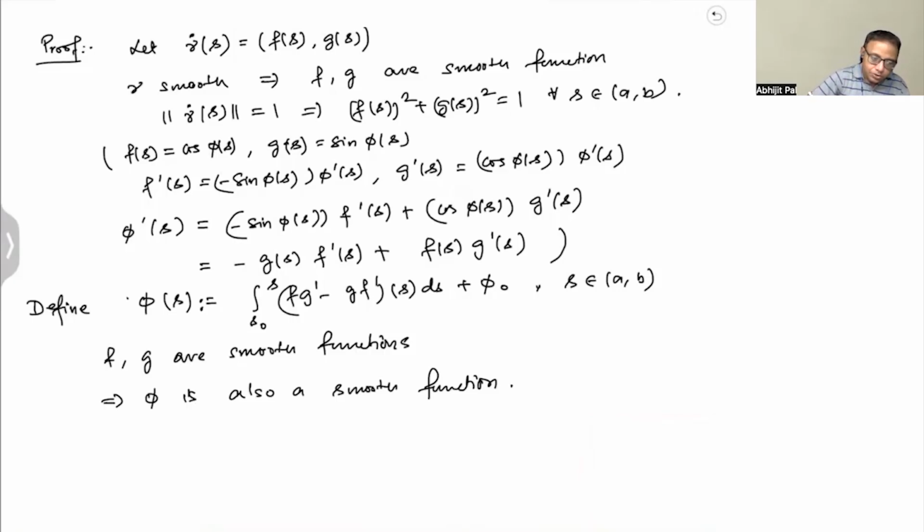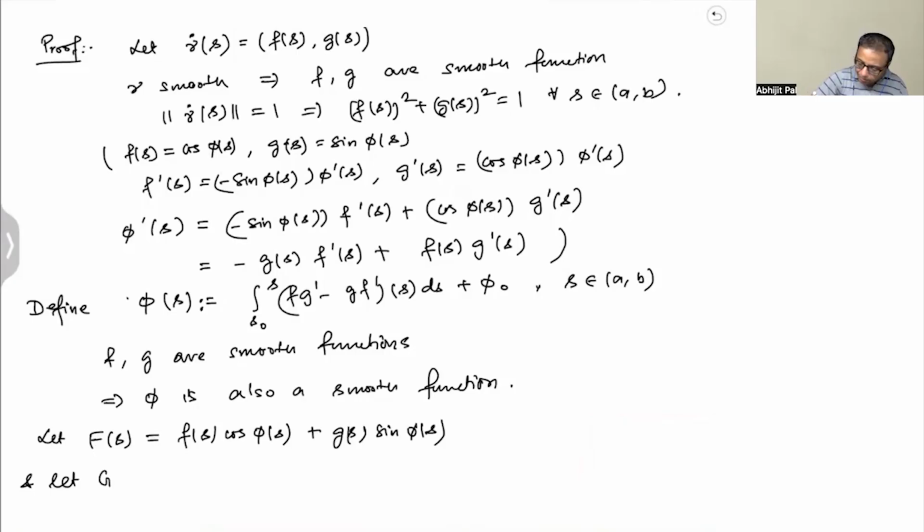So then what you do, let us take capital F s to be equal to, so capital F is this function, f s times cos phi s plus g s times sin phi s, and let capital G s be equal to this function f s times sin phi s minus g s cos phi s.